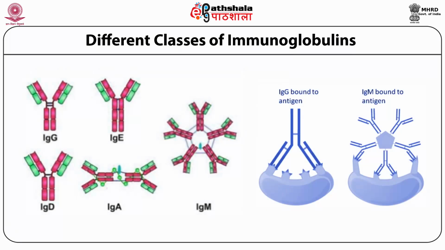Now we know that there are 5 different classes of immunoglobulins: IgG, IgE, IgD, IgA and IgM. All contain the same 4 chains, that is, H2L2 units. IgA and IgM have more than one H2L2 unit. As we can see, IgM is actually a pentamer.